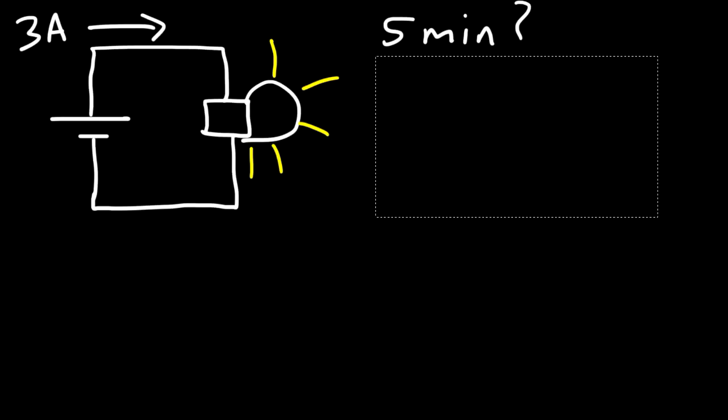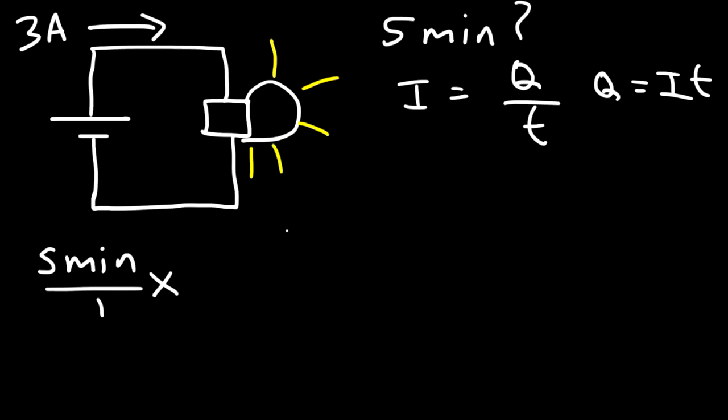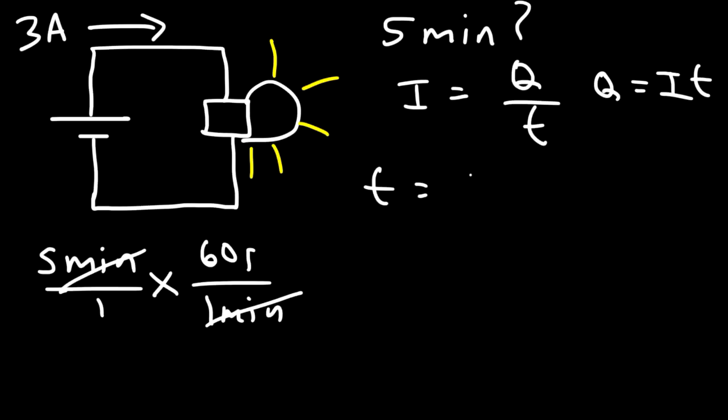So first let's calculate Q. Now we know that I is equal to Q over T. So Q is equal to I times T. But we need to convert T from minutes to seconds. So let's do that. So we have 5 minutes and there's 60 seconds per minute. And so T is going to be 5 times 60, which is 300 seconds.